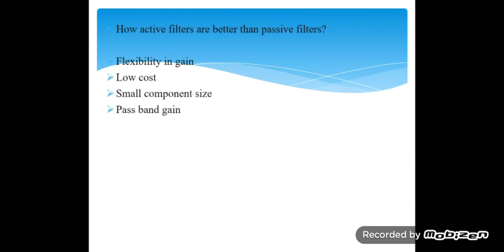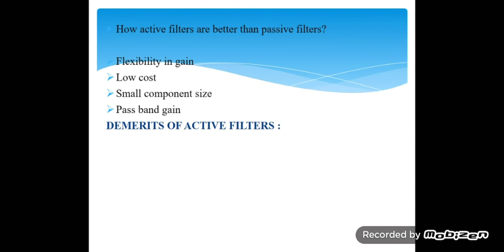So next we are going to discuss some general aspects, which are nothing but the merits and demerits of active filters. Active filters are generally flexible in gain. For example, if we consider an op-amp, we can increase or decrease the gain by changing the resistance values, namely RF and R1. We can change the gain, and it is low cost.